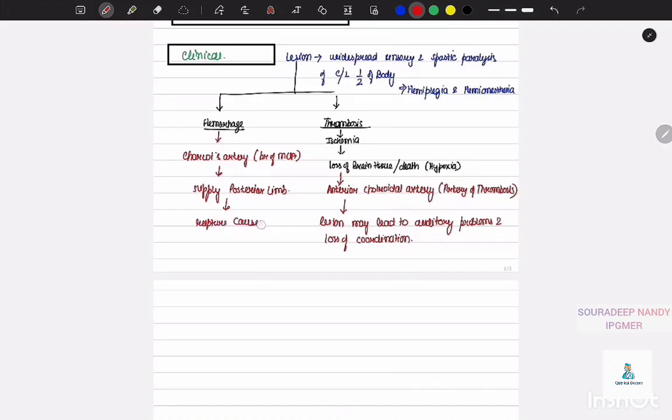Remember, the internal capsule is a very important topic for your university exam, and it comes regularly in the exam. So prepare accordingly.